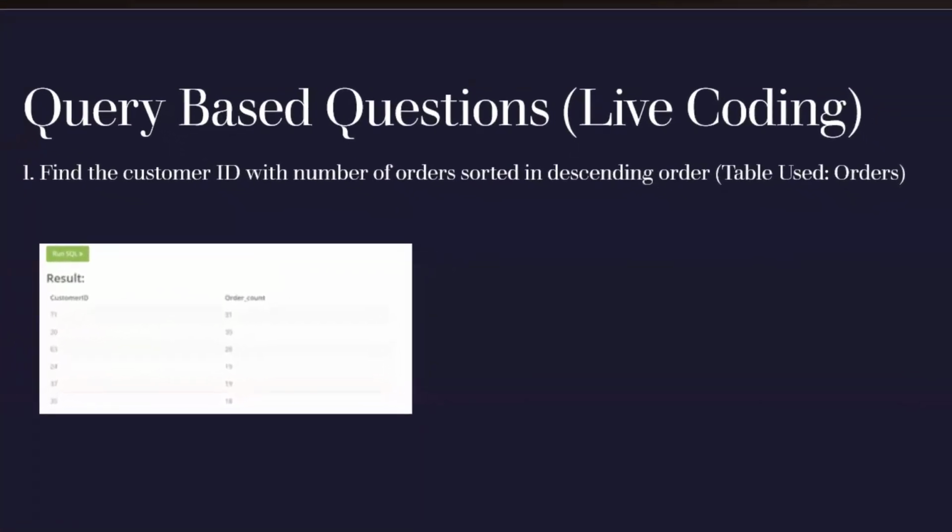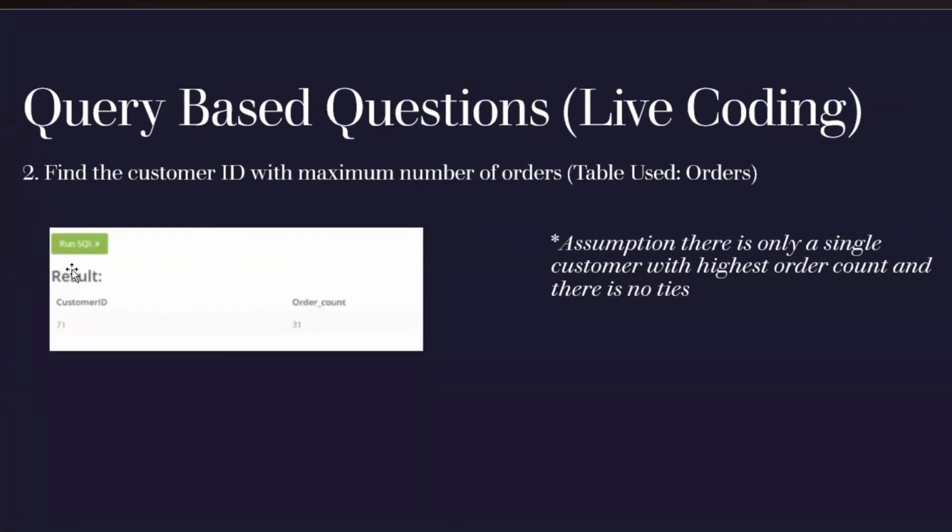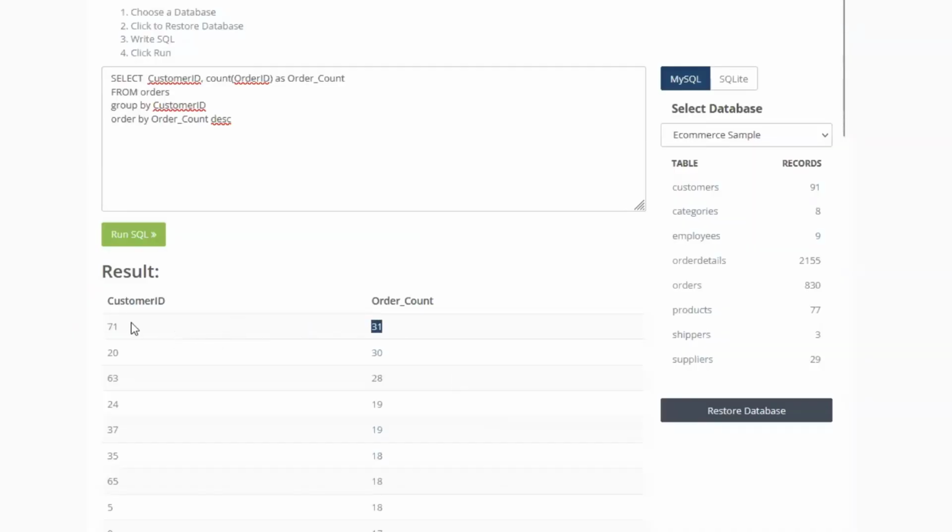Okay, now let's dive into the second question. The second question is obviously a continuation of the first one, which asks us to find the customer ID with the maximum number of records. Let us assume that there is only a single customer with the highest order count and there are no ties. So how could we easily solve it? We just want to fetch the first row. The easiest way to do it is using a limit of 1. So the same query, but just putting a limit of 1.